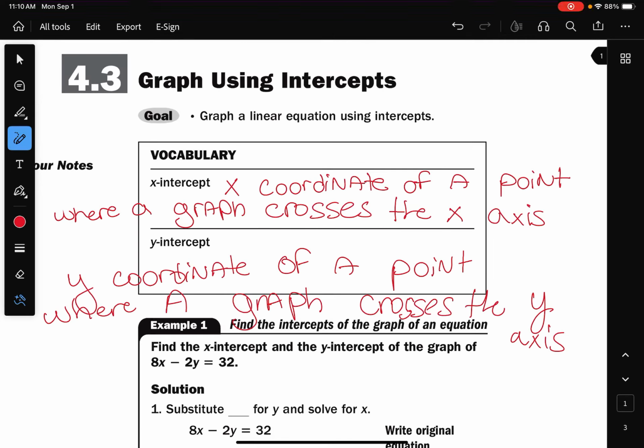Hello kiddos, today we're going to be talking about graphing using intercepts, and our goal of the lesson is to graph a linear equation using intercepts. So our x-intercept is the x-coordinate of a point where the graph crosses the x-axis, while our y-intercept is the y-coordinate of a point where the graph crosses the y-axis.